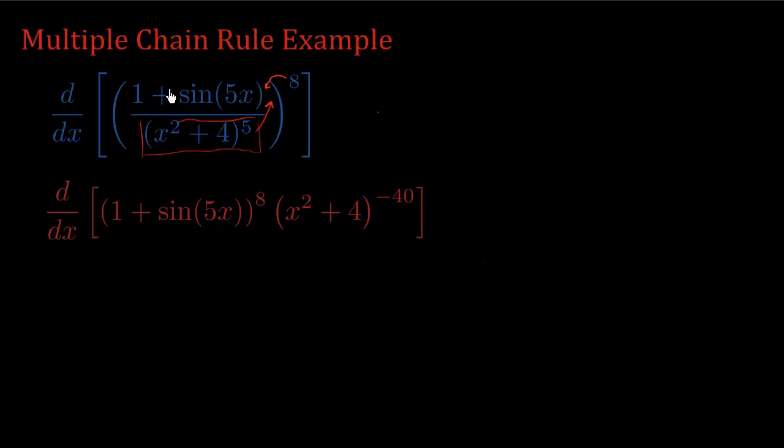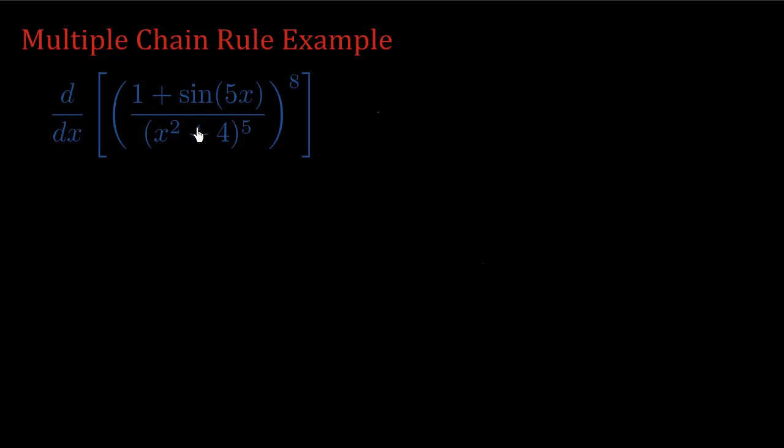This one's going to require a quotient rule at some point, because notice that you do have a quotient, whereas this one you have a product. What we're going to do is do it with the quotient rule. Now, when you look at this problem and you start from the outside and work your way in, the first thing that you should see is the 8. You're not allowed to go inside until you've dealt with the exponent of 8. So let's go ahead and start differentiating using the chain rule.